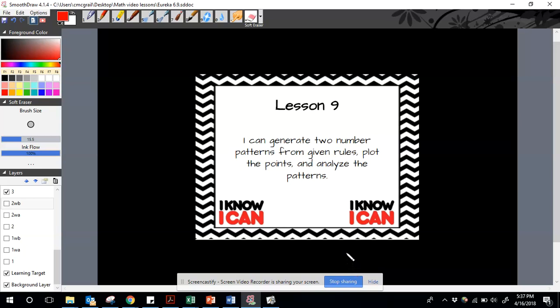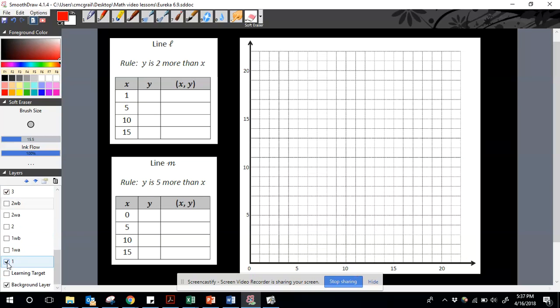Here's our learning target for today. I can generate two number patterns from given rules, plot the points, and analyze the patterns. So today we're going to be looking at a rule. We're going to see if we can plot those points, and we're going to take a look at what impact that rule has on the shape of that line. Let's get started with problem number 1.